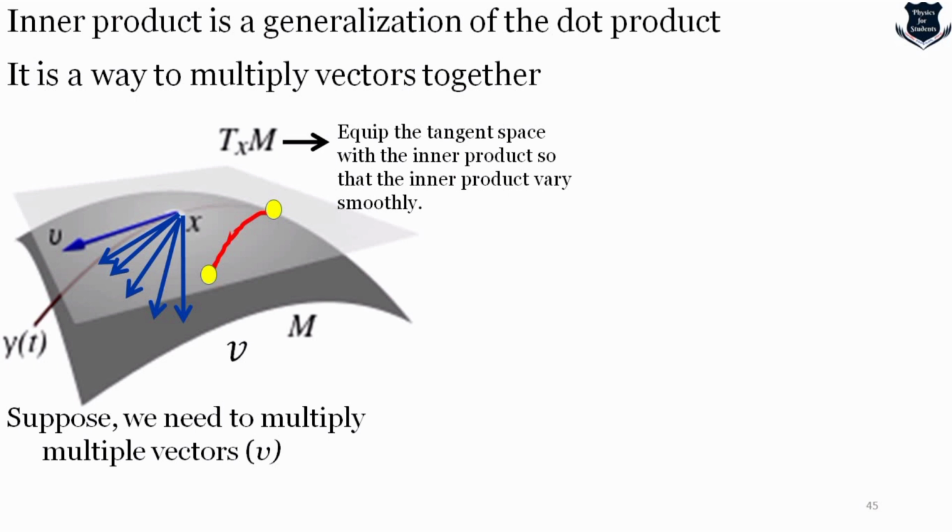Right. So the idea to equip the tangent space T sub x M is because we need to get these inner products very smoothly, and it is only then it is possible to define the length, which I have shown in red with two yellow dots, of a curved segment on M to define the distance between two points.